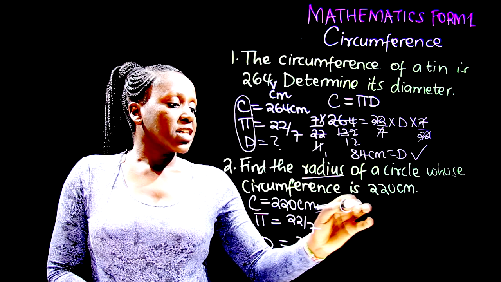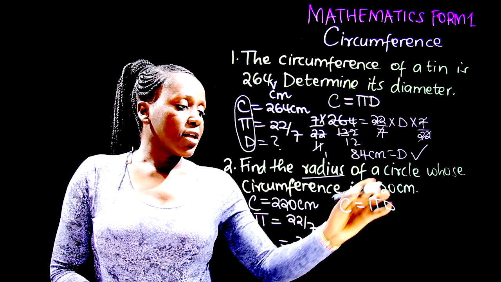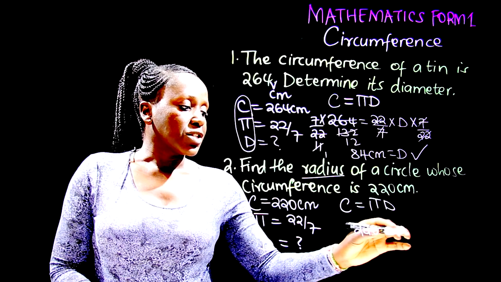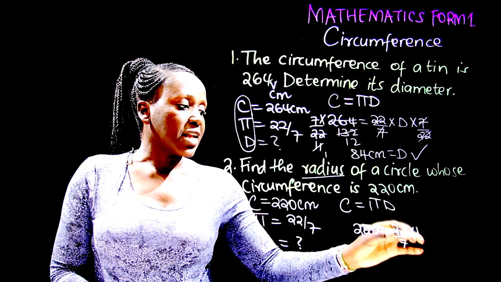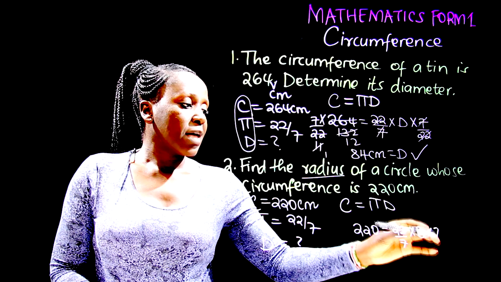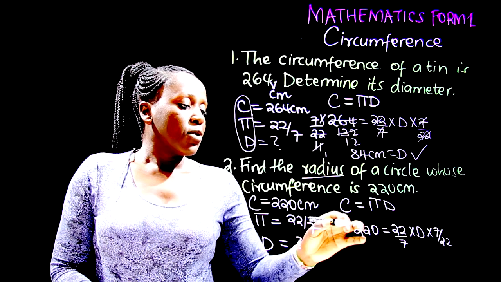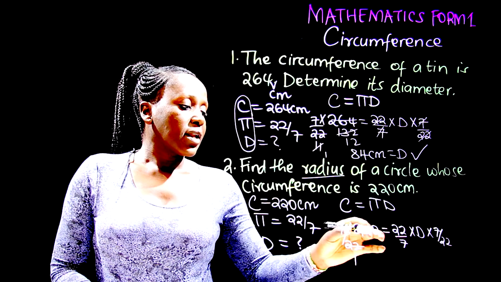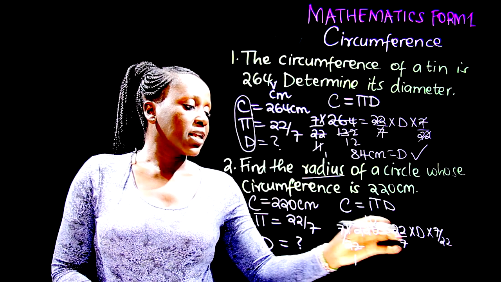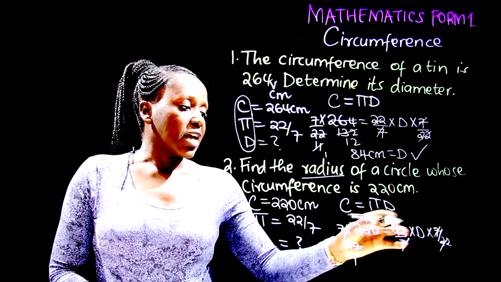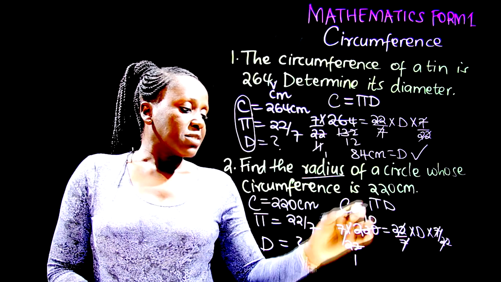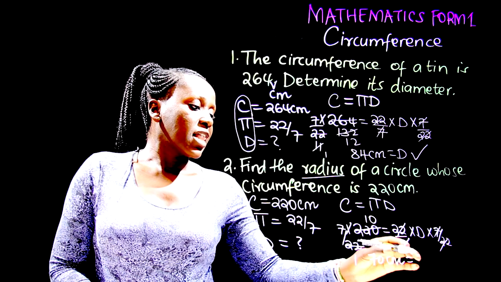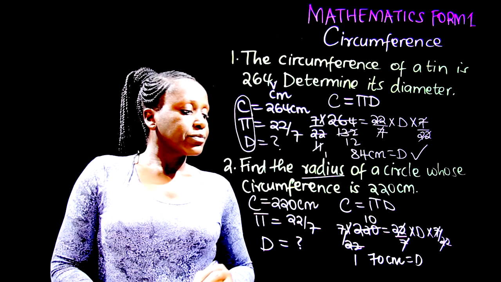So circumference is equal to pi d. The circumference here is 220, which is equal to 22/7 times the diameter. So we multiply by 7/22. We multiply by 7/22. 22 divided by 22 is 1, 220 divided by 22 is 10. So on this side, they cancel out. 7 times 10 is equal to 70 centimeters, and this is the diameter.